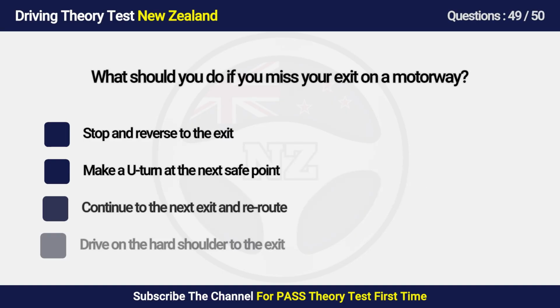Question 49. What should you do if you miss your exit on a motorway? A. Stop and reverse to the exit. B. Make a U-turn at the next safe point. C. Continue to the next exit. And D. Drive on the hard shoulder to the exit.